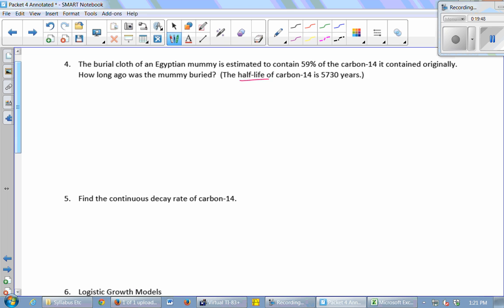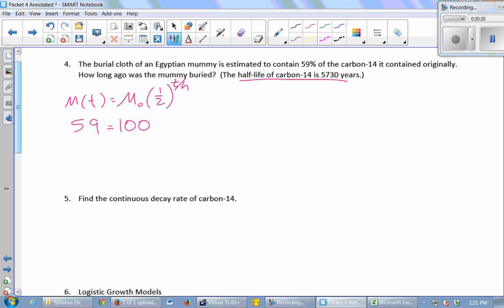So they gave me half-life, right? So I should use the formula that has H in it. M of t is M0 times 1/2 to the t over h. And we start plugging in what they gave us. M of t represents the amount of C14 we have now, which is 59% of what we started with. How much did we start with? 100%. So I'm going to put in 100 for M0 and 59 for how much we have now.